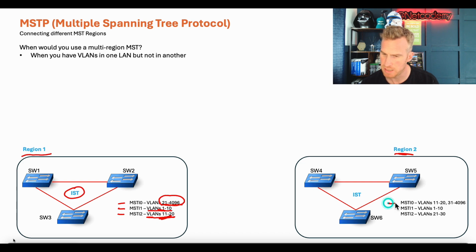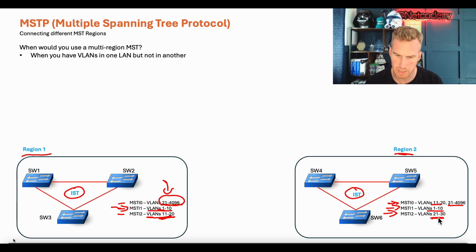If you look at the MSTI 0, i.e. the IST, we've got 11 to 20, and then 31 to 4096. Immediately you could see that's different to region 1's IST. The reason being is because for the instance 1 over here, it's the same 1 to 10. That's the same as over here in region 1. But if you look at region 2's instance 2, it's VLANs 21 to 30. Instance 2 in region 1 has VLANs 11 to 20.